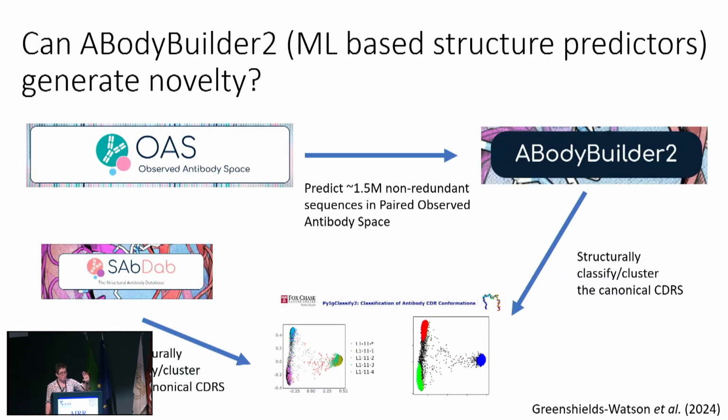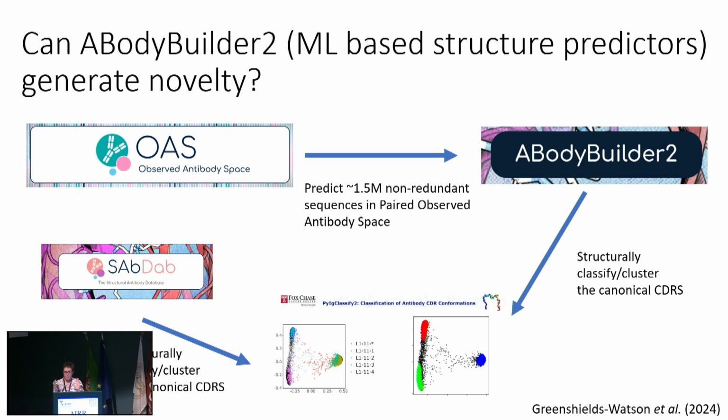How did we do this? We took Observed Antibody Space, we predicted 1.5 million non-redundant sequences that were in the paired set using ABodyBuilder2, and then we structurally classified and clustered the canonical CDRs. So what we did was we would take CDRL1, a particular length of that, and then we'd cluster all the examples we had, and you get a picture like the one on the right there where I've got the red and the green and the blue. And basically it's saying I get 3 conformations, a red conformation, a green conformation, and a blue conformation.